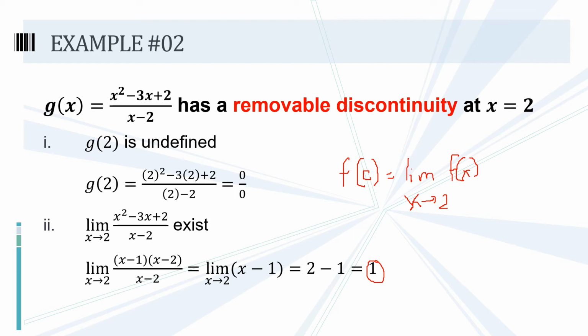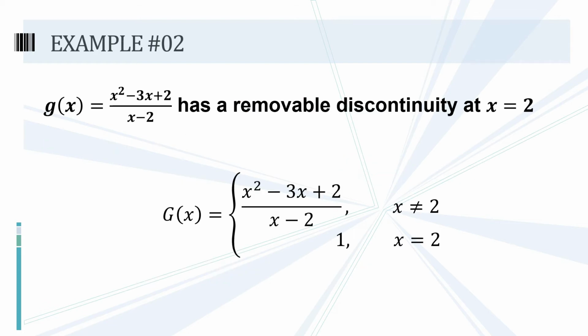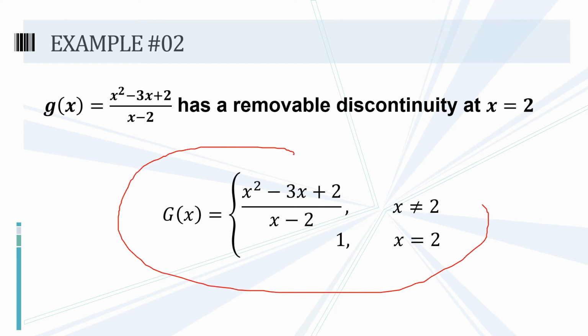Okay? Therefore, we can write now, let's say, capital G of x. Okay? So this is the redefined version of the small g of x as the piecewise function x squared minus 3x plus 2 all over x minus 2 wherever x is not equal to 2 and 1 whenever x is equal to 2. So now, etong function natin na ito ngayon is now continuous at x equals 2.